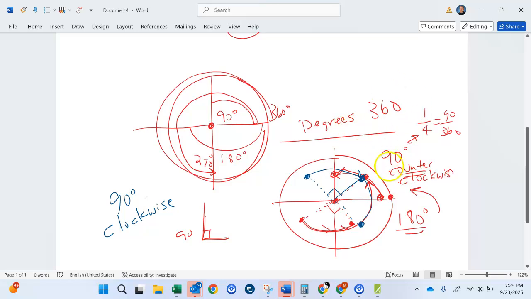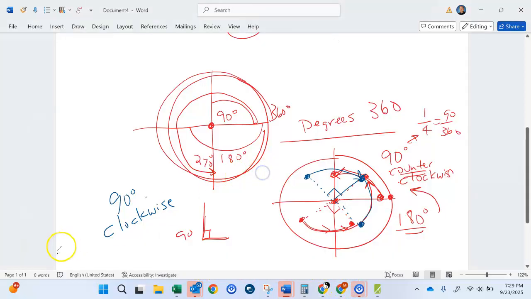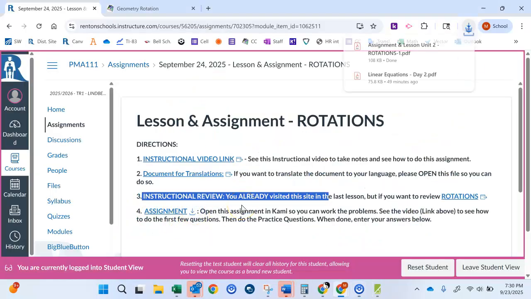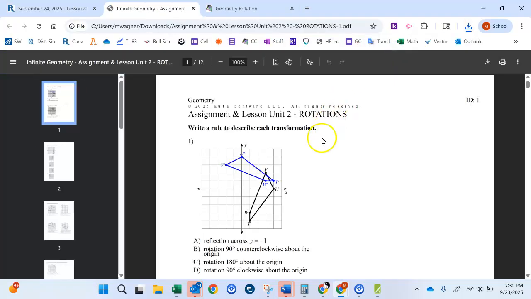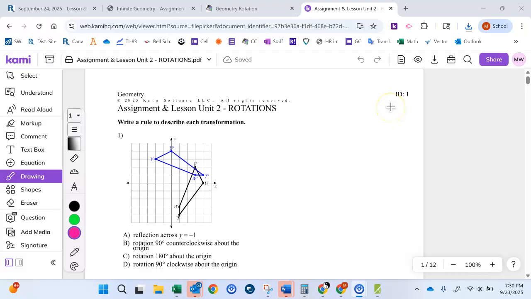So important things: degrees, and then either clockwise or counterclockwise. So let's look at the assignment. Okay, so open the assignment and make sure you are looking at it in Kami so you can make notes. Okay, so the first question we have is number 1.